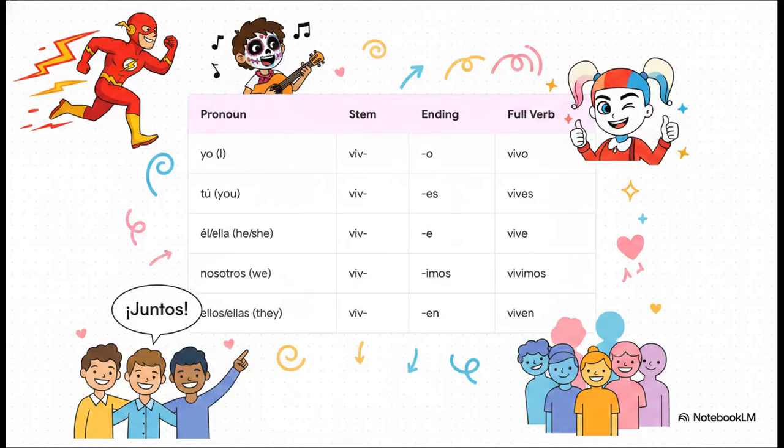So let's try it out with vivir, which means to live. Our stem is viv. So for I live, vivo. You live, vives. He or she lives, vive. Now here it is. We live, remember that one little change? That's right, it's imos, so vivimos. And for they live, we're right back to the old pattern, viven. See? You already knew how to do this.